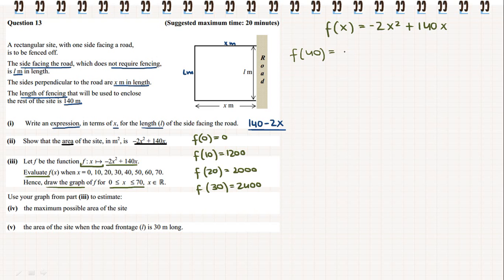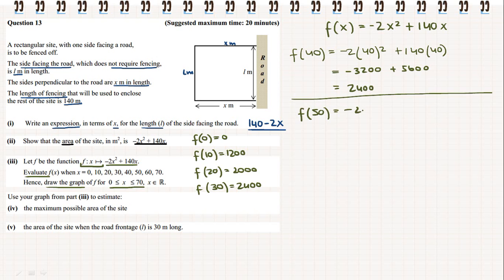Next one, f of 40: minus 2 by 40 squared plus 140 by 40. So we get minus 3,200 plus 5,600, so we get 2,400. F of 50: minus 2 by 50 squared plus 140 by 50. We get minus 5,000 plus 7,000.